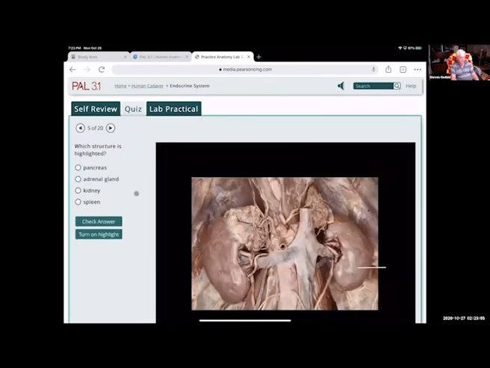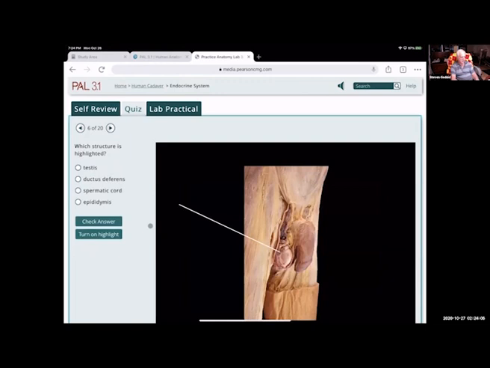And what's that arrow pointing to over here? Kidney. Perfect. And that is the tube that connects the testes up into the penis, the epididymis.